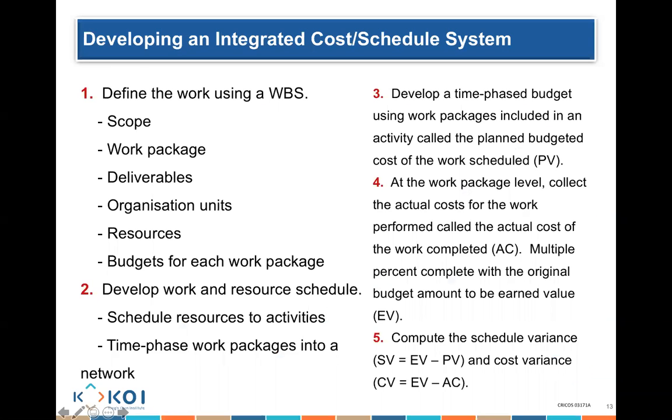So how do we develop an integrated cost and schedule system to be able to measure progress? Well, the first thing we do is define the work breakdown structure. What is the scope? What are the work packages we need to do? What are the main deliverables we're going to produce? What are the organizational units that are involved? What are the resources we're going to assign? What is the budget we're going to set for each work package? We're going to identify all of this initial information.